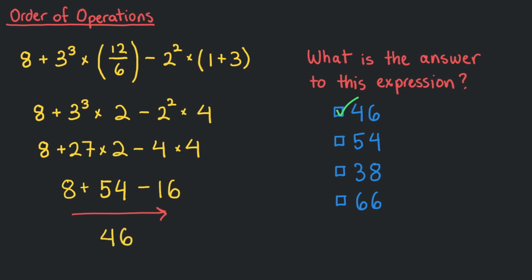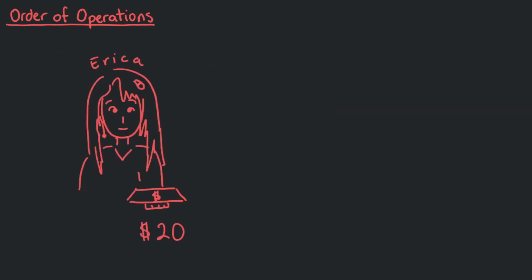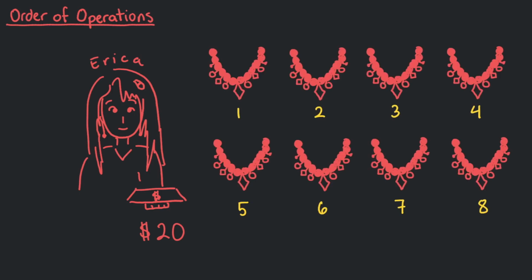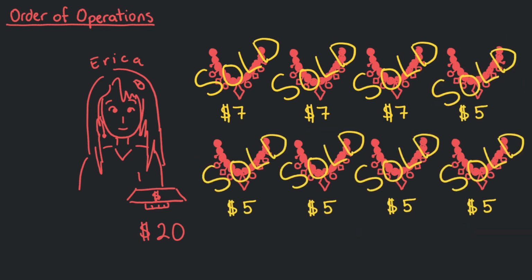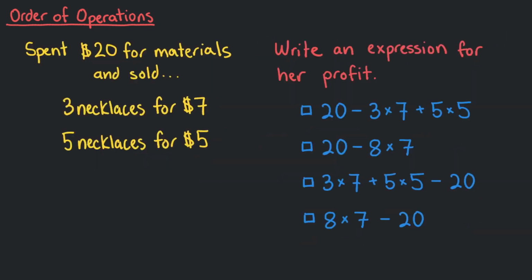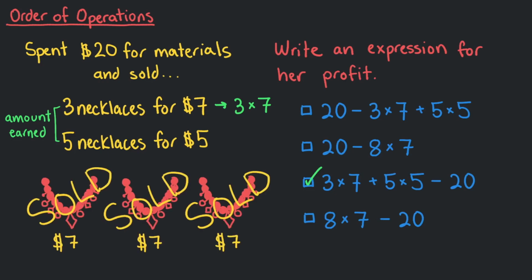One last word problem. Erica pays $20 to make 8 necklaces. She sells 3 necklaces for $7 each and 5 necklaces for $5 each. What is Erica's profit? Write an expression for her profit. That's right. To find the amount Erica earns from her 8 necklaces, we multiply 3 necklaces by $7, because each of the 3 necklaces sold for $7, which is essentially $7 plus $7 plus $7.